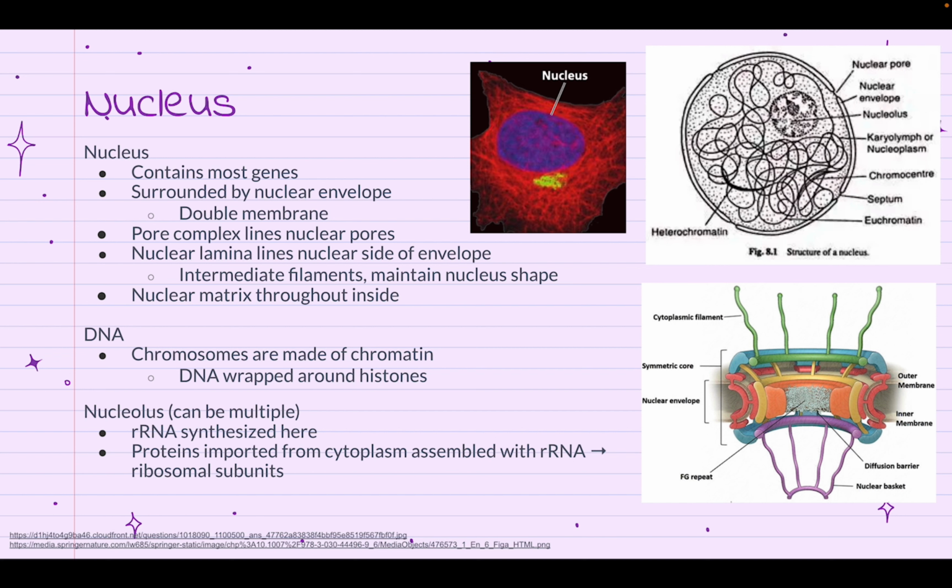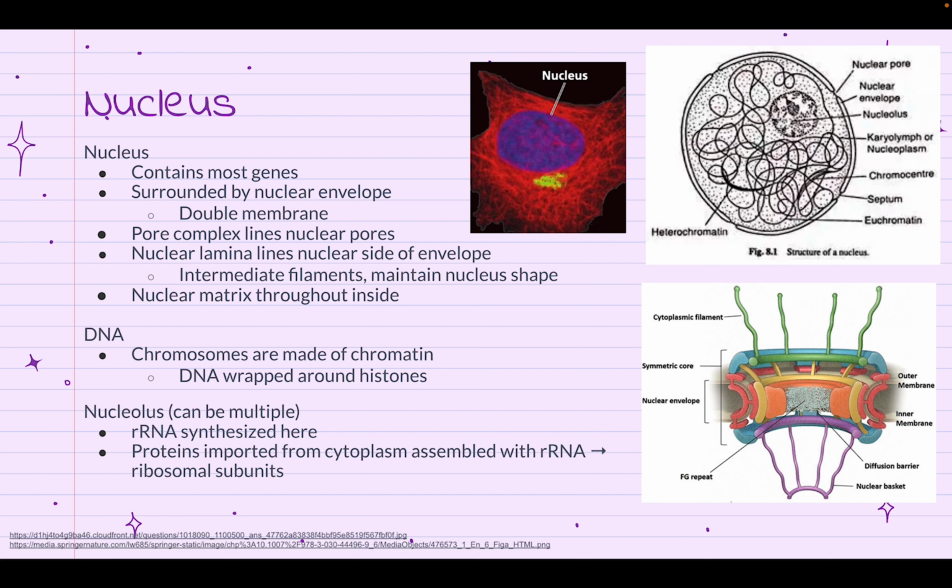You don't need to really worry about what intermediate filaments are yet. This will come in the cytoskeleton lesson soon. And you've also got this thing called a nuclear matrix throughout the inside of your nucleus. Again, this is mostly to support the structure of the nucleus as a semi-round structure.